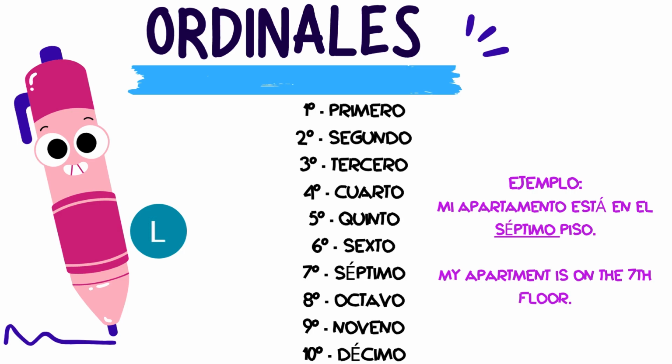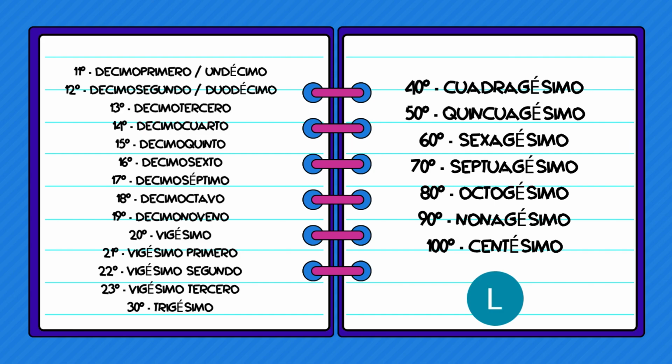Ejemplo, if you want to say, my apartment is on the 7th floor, do not say, mi apartamento está en el siete piso. That would be incorrect. You want to use séptimo instead. Mi apartamento está en el séptimo piso. Okay, here are some others like décimo primero o décimo segundo. You can read the rest of them on your own and it would be really good for you to practice pronunciation.